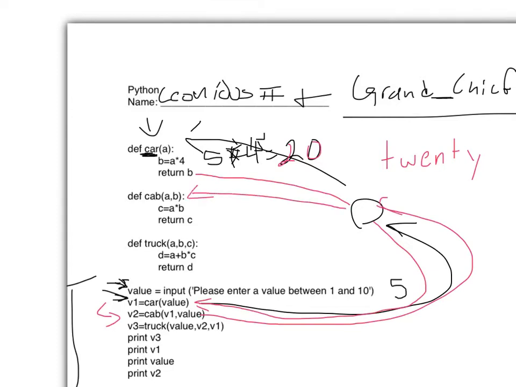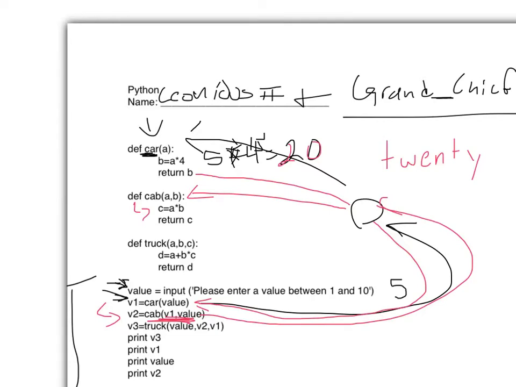Cab wants 20 and 5. So A is going to take V1, which we know is 20, and then B is going to take 5, because that's the order that it's in right here. With those two numbers, it's going to move down to C here. And C is going to take on the value of A times B, 20 times 5, which is infinity.